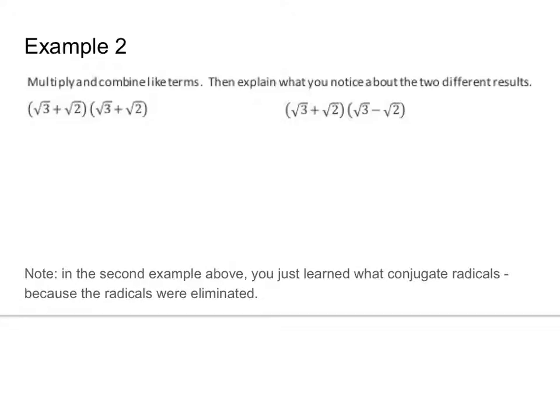All right, let's go through this example. Okay, multiply and combine like terms. Then explain what you notice about the two different results. So we need to FOIL these. First, outer, inner, last. Square root of 3 times the square root of 3 is the square root of 9, which is 3.